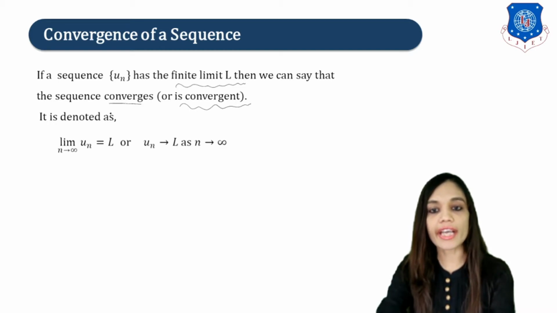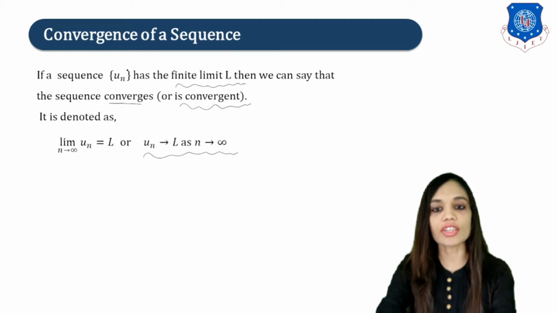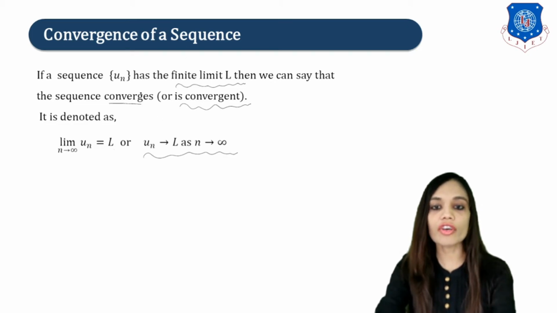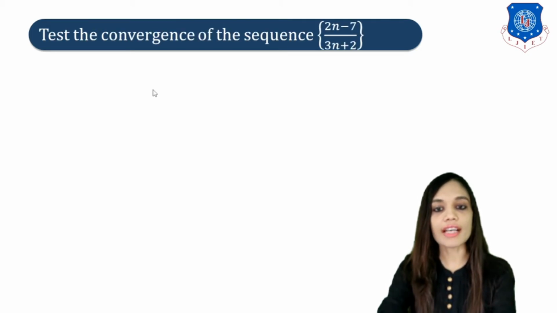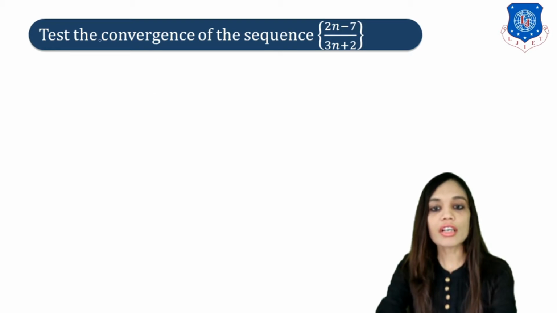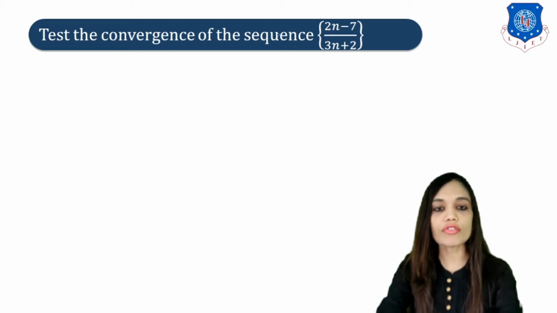It is denoted as limit n tends to infinity u_n is equal to L, or u_n goes to L, which is finite as n tends to infinity. Then only we can say that our given sequence is convergent. So let us solve one example based on this. Here we have to test the convergence of the sequence (2n - 7)/(3n + 2).